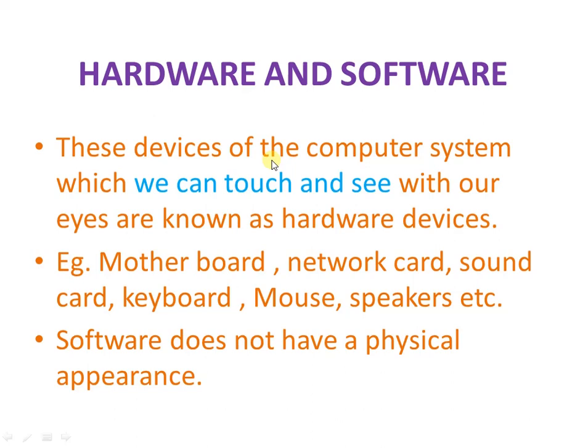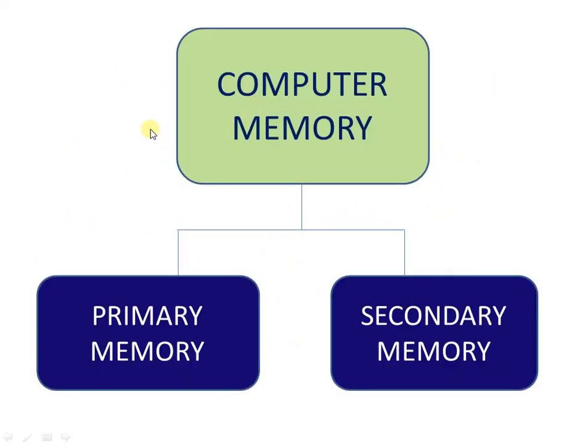While on the other hand, the devices which we can't see, which don't have any physical appearance, are known as software. Software is a type of program. It is not a thing which we can touch and see. For example, a game we can't see but it is there. It has a memory space but we can't see it. So this is the basic difference between hardware and software.